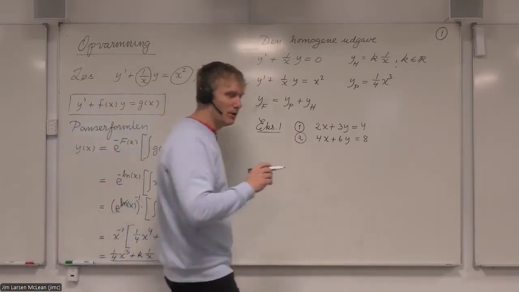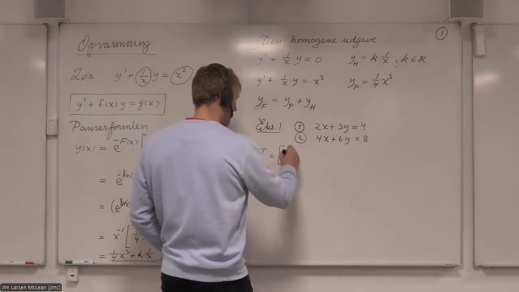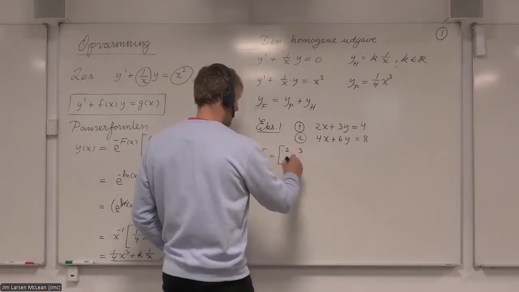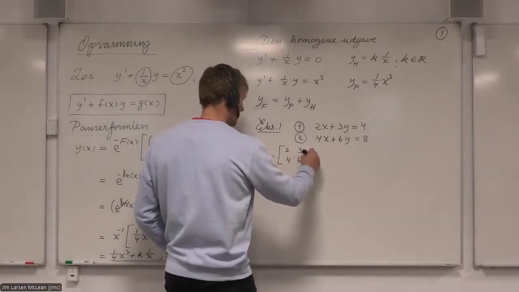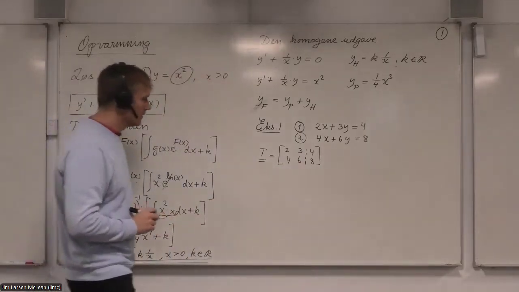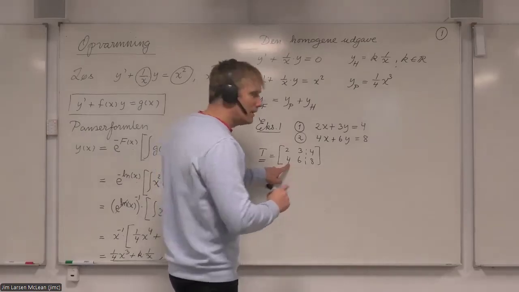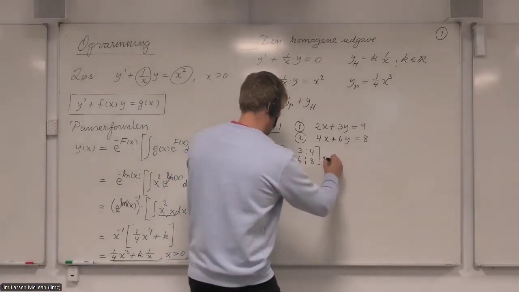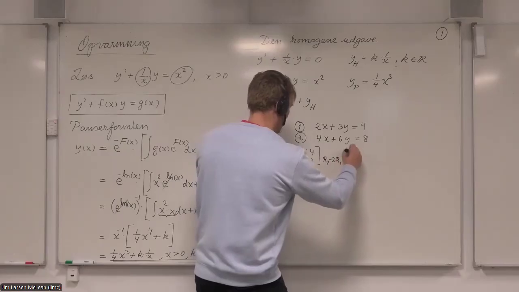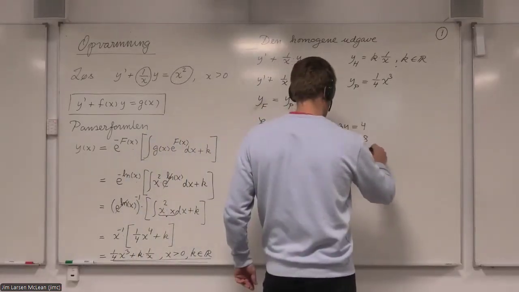Let's just try to do it. The augmented matrix looks like this. 2, 3, 4, 6, and then a right side of 4, 8. And then I can take row 2 and subtract row 1 twice from row 2. Minus 2 times row 1. Then I get 2, 3.